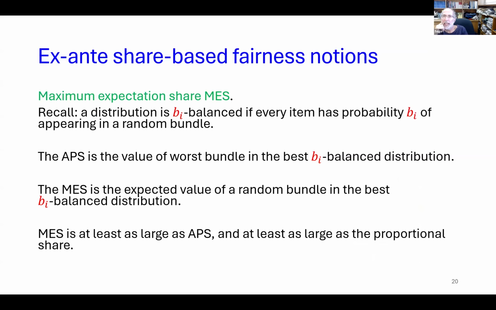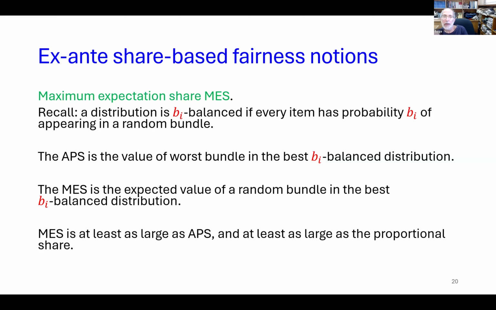So we look at the maximum expectation share, and we can recall before the notion of the b_i-balanced distribution, a distribution over sets in which every item appears in the random set with probability b_i. And recall that the APS is the value of the worst bundle in the best b_i-balanced distribution. So the MES, the maximum expected share, is the expected value of a random bundle. You think of a random allocation of these subsets, not that you get the worst one, but that you get a random bundle. So it's the expected value of a random bundle in the best b_i-balanced distribution.